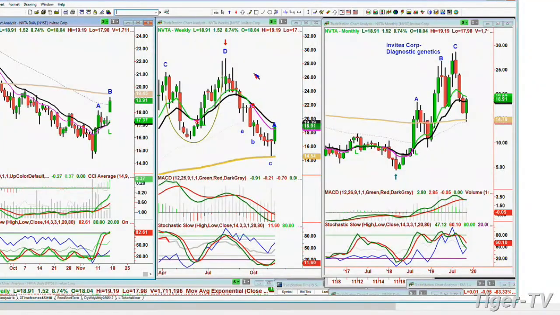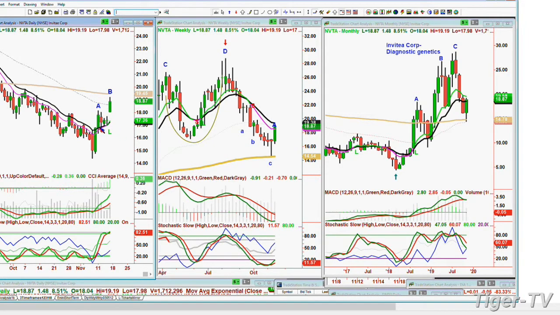Look at this peak D in NVTA. I think it was Jason who had this. We were talking about it yesterday. I said, looks good, good starter position. Nothing I would change in his trading pattern right there.